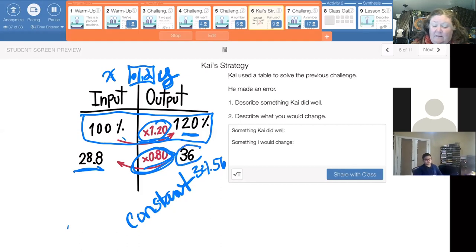If I take this 36, oops, I entered the wrong number in my calculator. When I check these two, I don't get 1.2, I get 1.25 if I divide this by this. And I'm just thinking at that 0.8, for some reason, Kai was thinking that the difference between those would equal 2. I'm not really sure. But a table is a really great way. That's one great strategy to keep track of what's happening with your numbers.